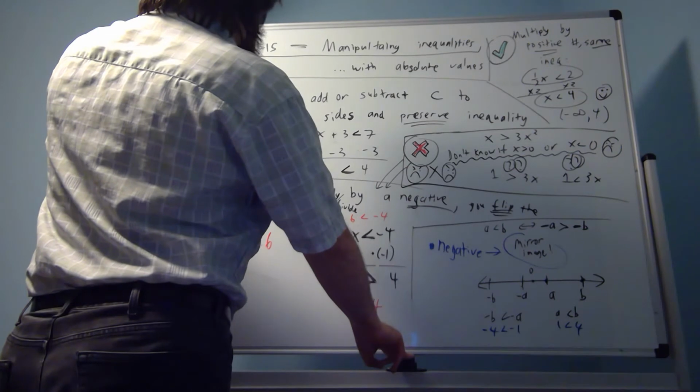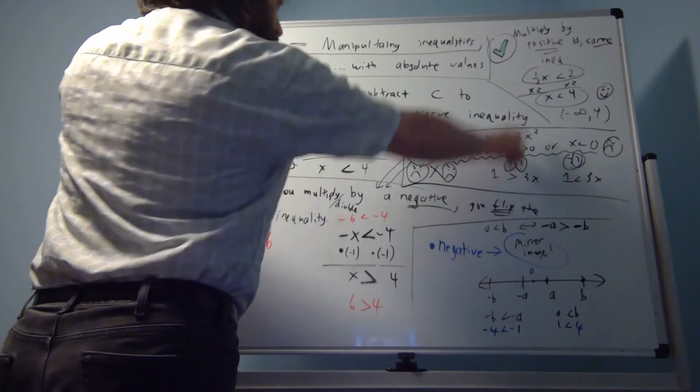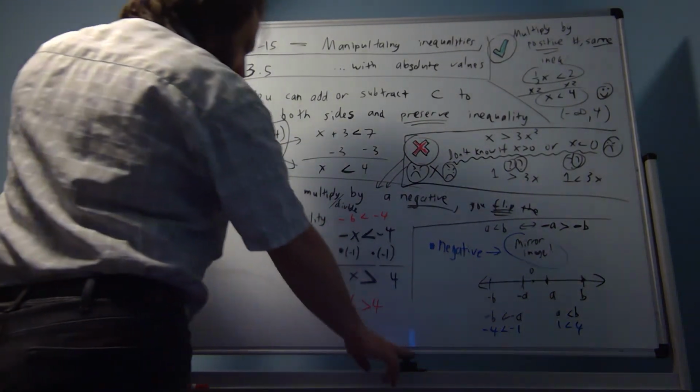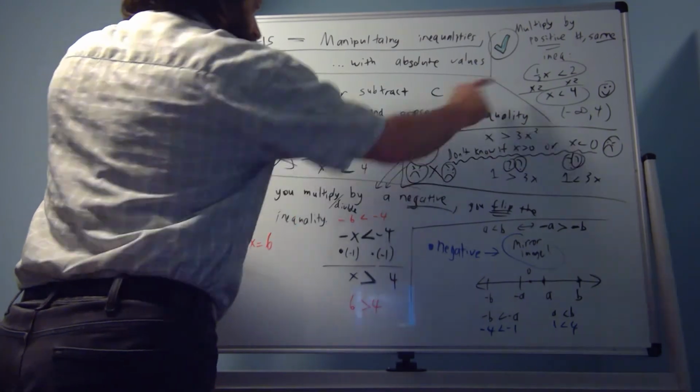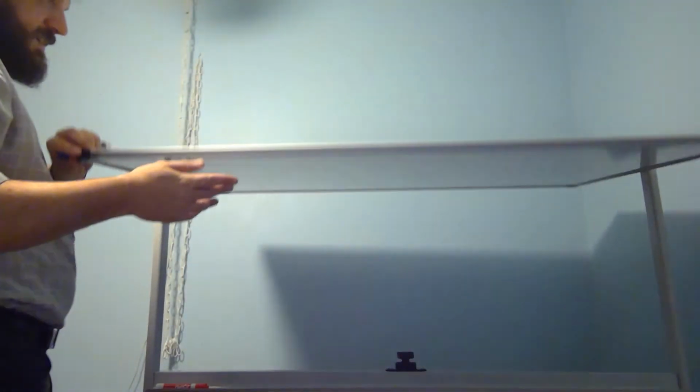So you add something to both sides, or you multiply by a positive and keep the inequality the same, or you multiply by a negative, but don't forget to flip it. Those are basically the three tools for the review problems, and that'll get us pretty far.